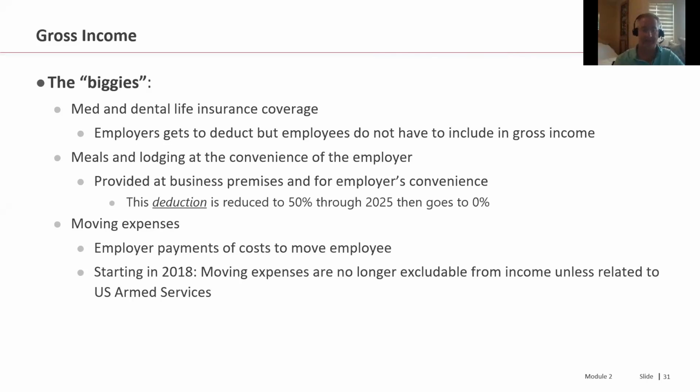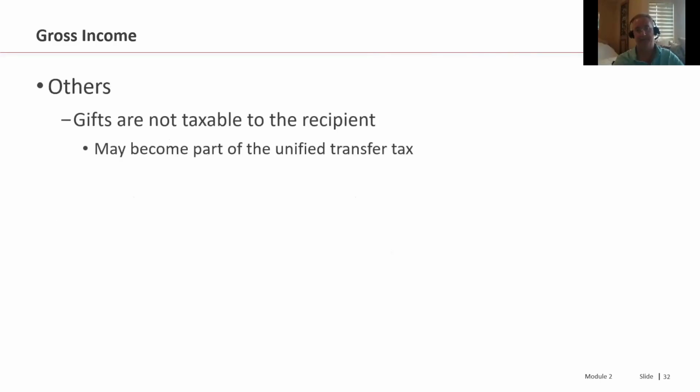So moving expenses used to be a fringe benefit. This is if your employer moved you, they used to be able to pay the cost to move the employee. Starting in 2018, moving expenses are no longer excludable from income unless you're being moved as a function of your working for the U.S. Armed Services. So if you're redeployed somewhere and you have to move, of course, the Army, Navy, Air Force, Marines pays for that move. You do not have to include that in your income. For the rest of us, we have to include it in our income.